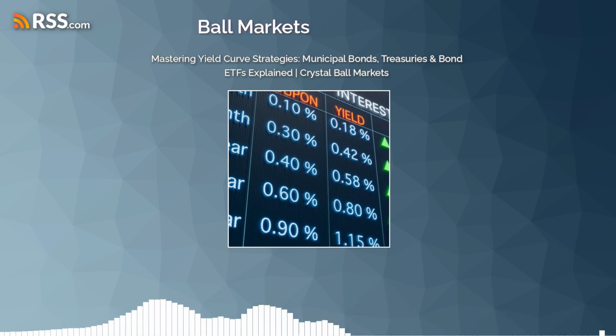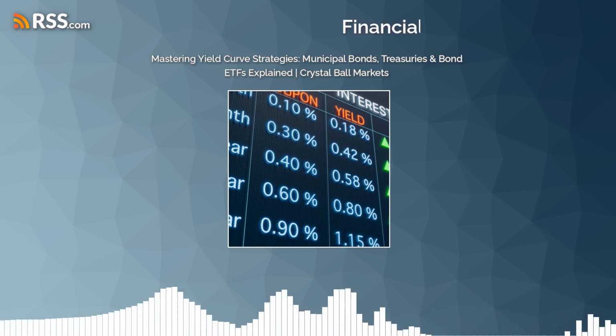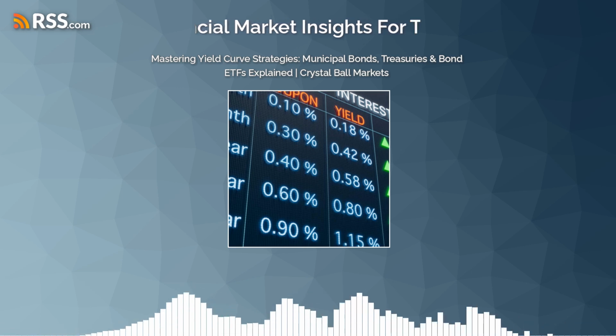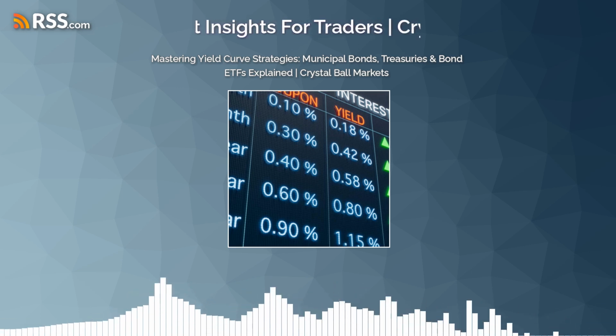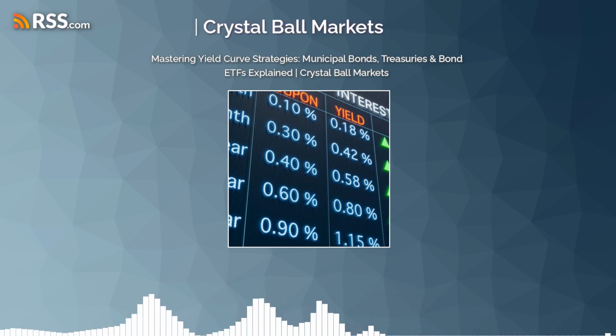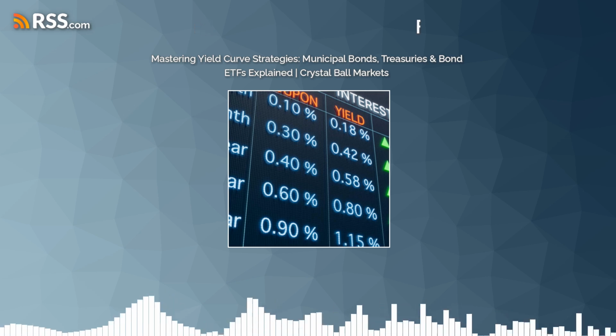Yield curve strategies you can actually use now. I want to highlight 3 strategies that even everyday investors can use. The barbell strategy, this is where you split your portfolio between short-term and long-term bonds, skipping the middle. Short-term bonds give you flexibility and liquidity. Long-term bonds lock in yields and provide stability.